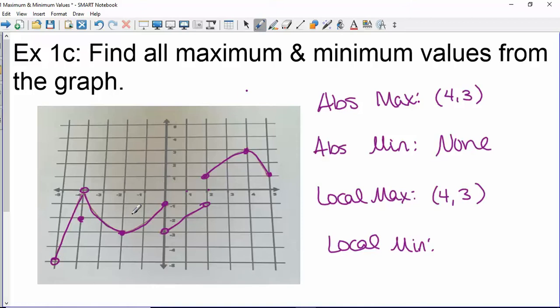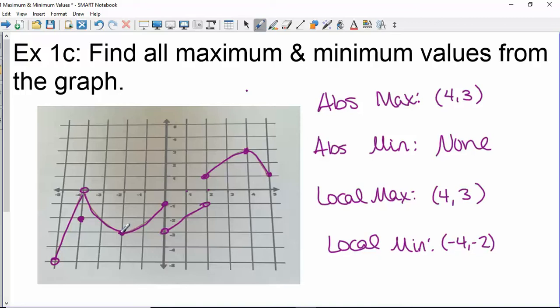Okay, let's go through and see what else. We have one local max so far. Let's go through here. So this open circle can't count for anything, but notice right below it there is a closed circle. What would this closed circle be? It is one of those 4 things. It's a minimum. It's a local minimum because the points on either side of it are both higher than that. The points on either side are up here. This one's way down here, so that is a local minimum. -4, -2.